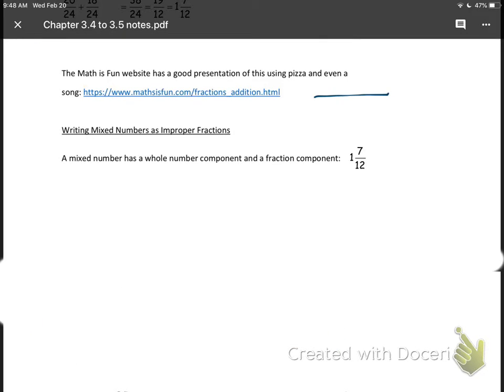Okay, I put this little link in to Math is Fun. It even has a little song about adding fractions with unlike denominators. So if you find that beneficial, great, use it.